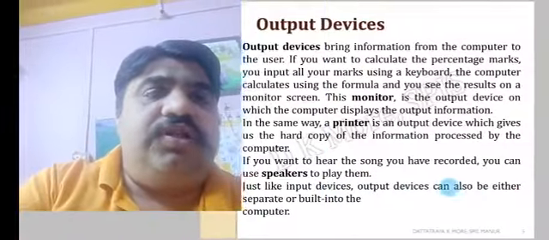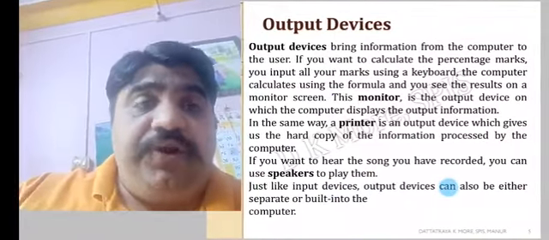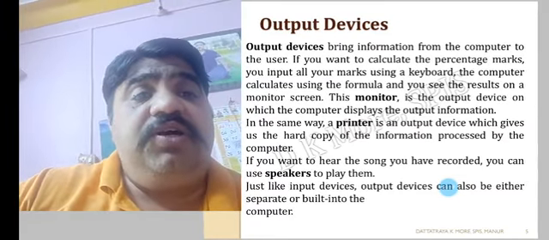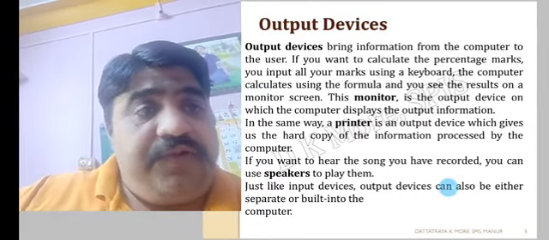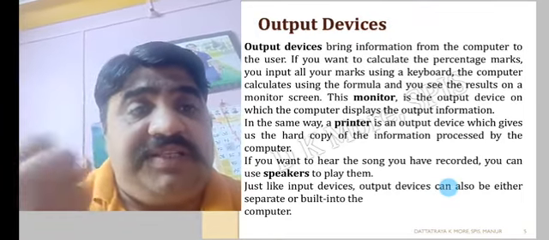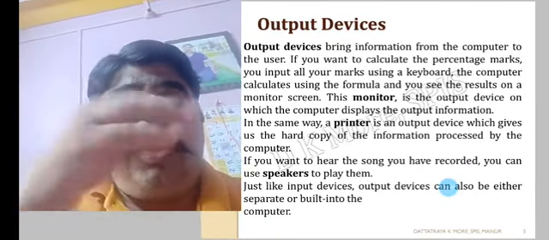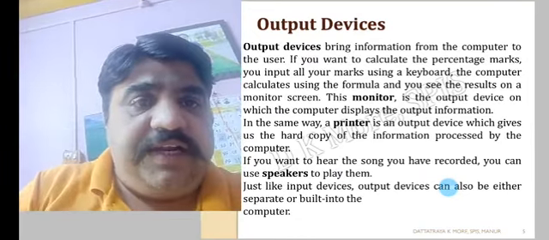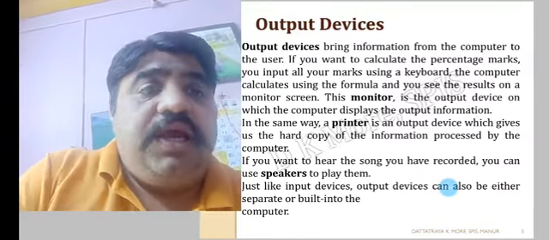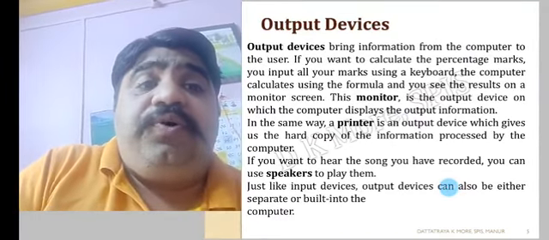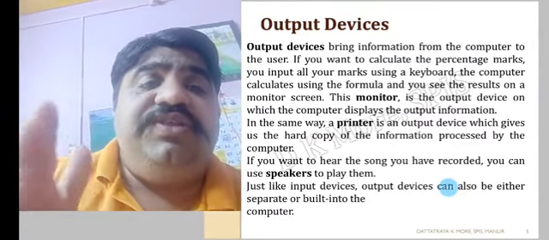Let's move ahead to the second type of devices, which are output devices. Output devices bring information from the computer to the user. After processing, whatever the output result is, that is brought to the user. That is the actual work of output devices. If you want to calculate the percentage marks, you input all your marks using a keyboard.